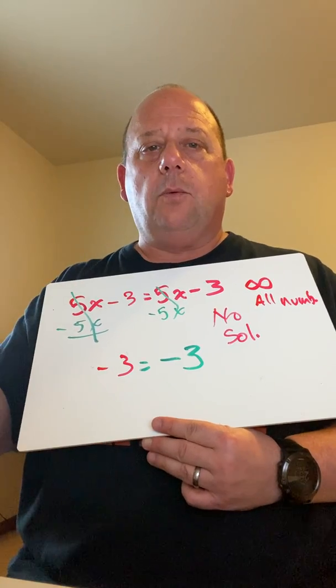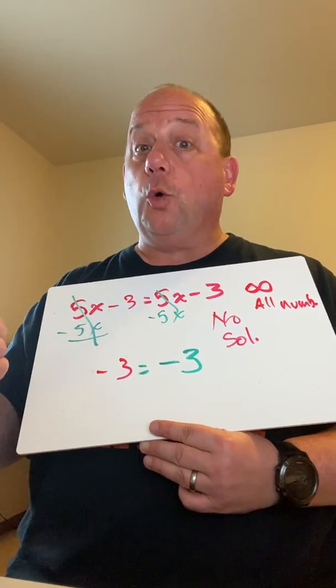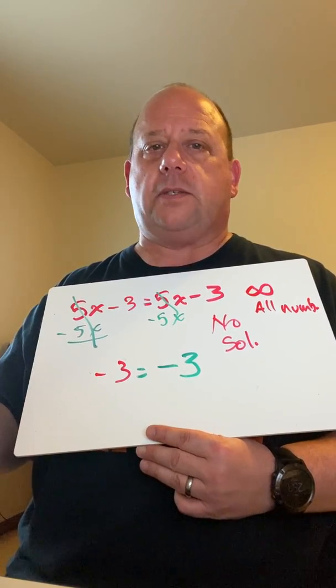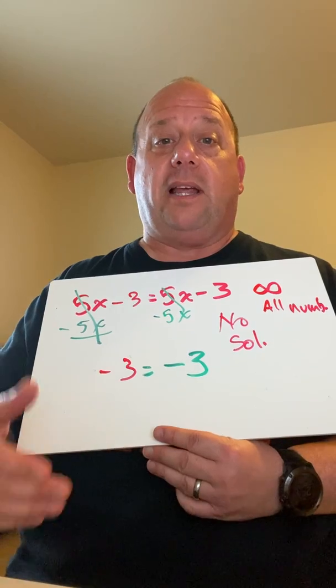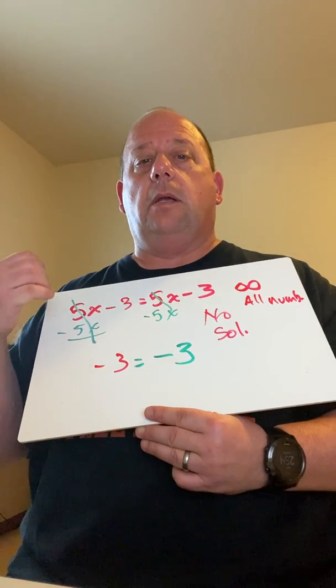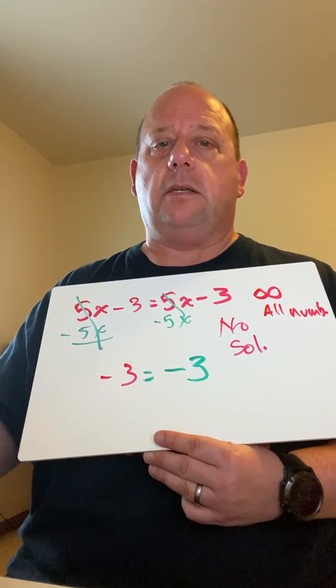So one solution, 90% of the problems that we do, you get an answer. No solution, that means the variables usually wipe out and you're left with two numbers that are not the same. Or it equals 0, like 7 equals 0. Still not right, doesn't work, okay? And then infinite solutions is when it's the exact same thing on both sides.